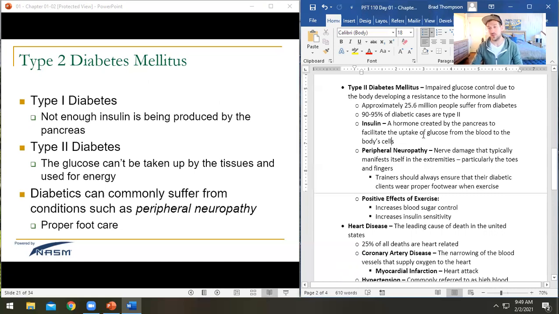Now, the reason that's so dangerous is it can result in what is called peripheral neuropathy. Peripheral generally means this exposes usually the hands and most commonly the feet. And neuropathy is going to be nerve damage. So this is nerve damage that typically manifests itself in the extremities, particularly in the toes and fingers, okay?